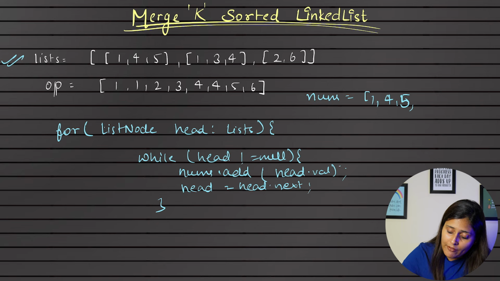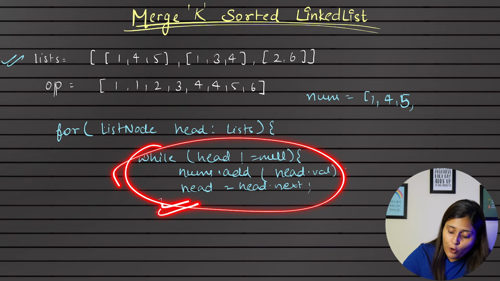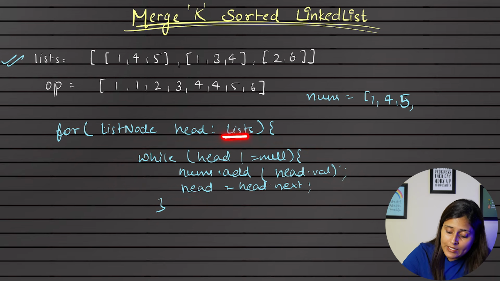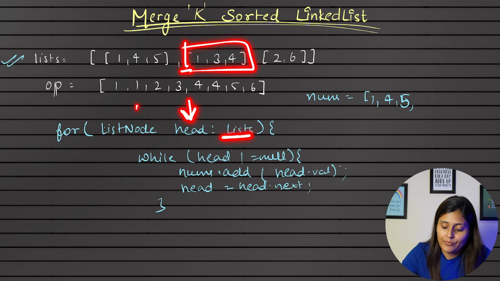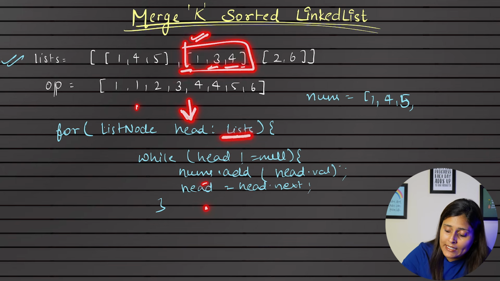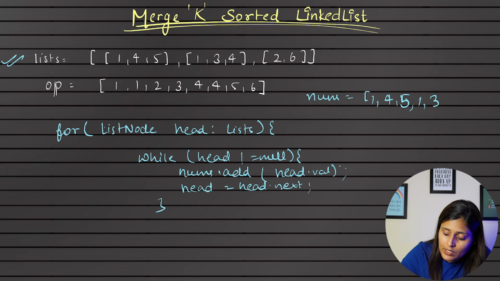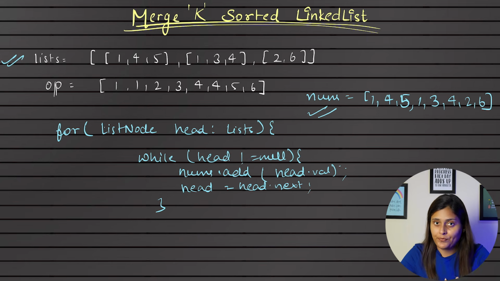Now when the while loop gets over, the for loop will take the new linked list and start iterating from the head. So again it will say 1. So 1, 3, 4 will get added in the nums array. Can I say 1, 3, 4? Similarly, next time 2, 6. So this is the nums array we have, correct?